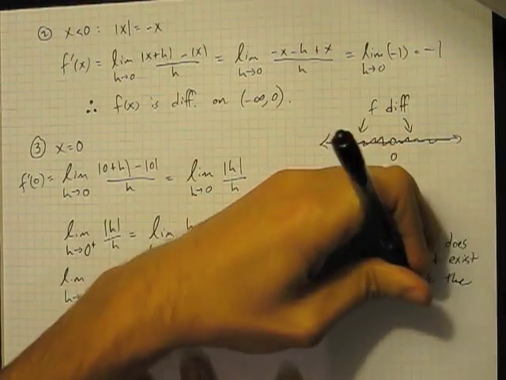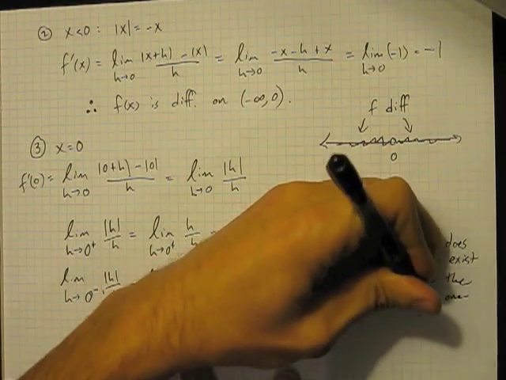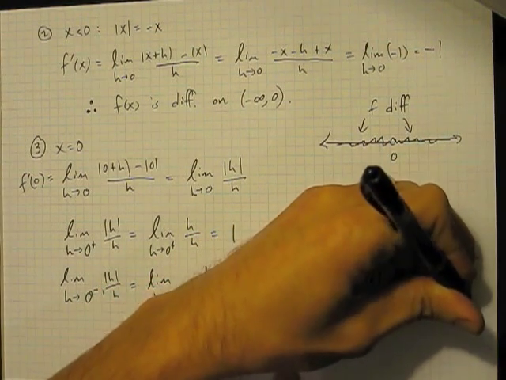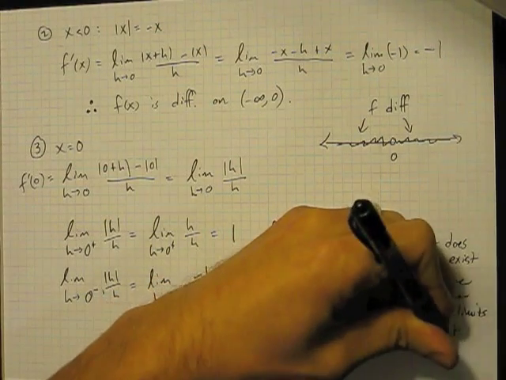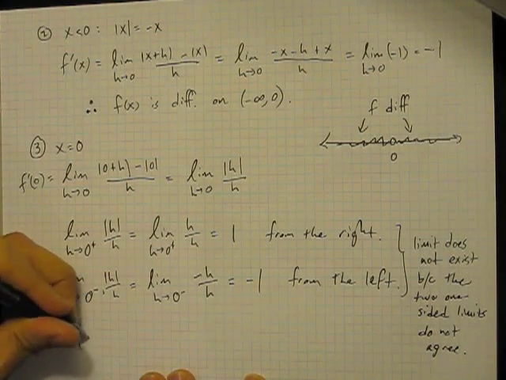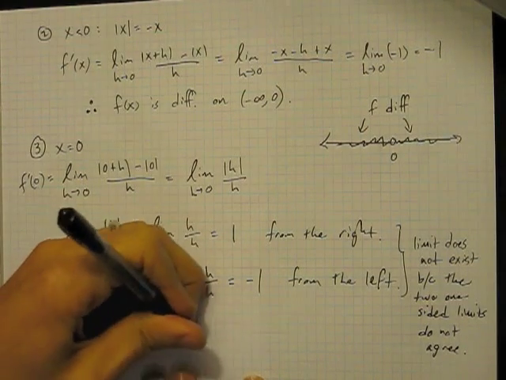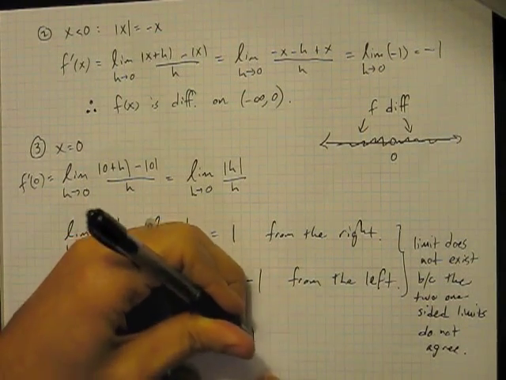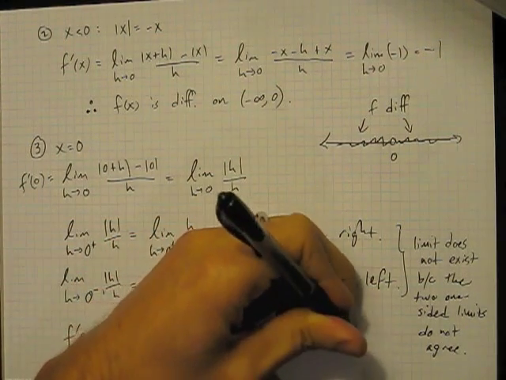Because the two one-sided limits do not agree, that means that f prime of 0 does not exist. So f is not differentiable at x equals 0.